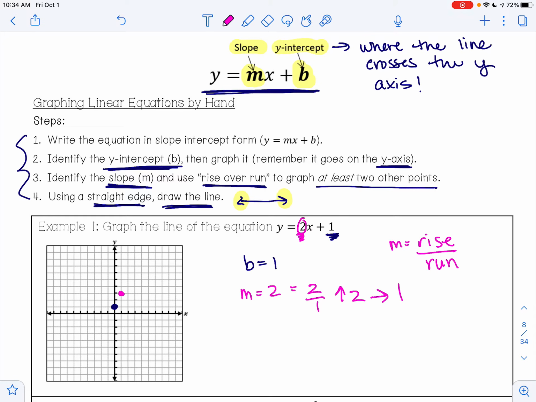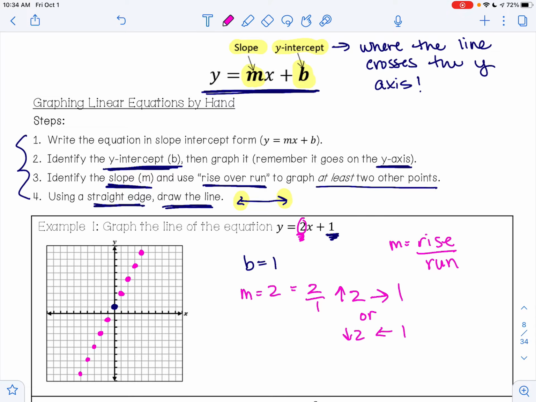And I'm going to keep doing that all the way up my graph. So from this point, up 2, right 1. Up 2, right 1. We could also go the opposite direction. So I could also go down 2 and to the left 1. So from my y-intercept, down 2, left 1. Down 2, left 1. And I'm going to do that the whole way down the graph.